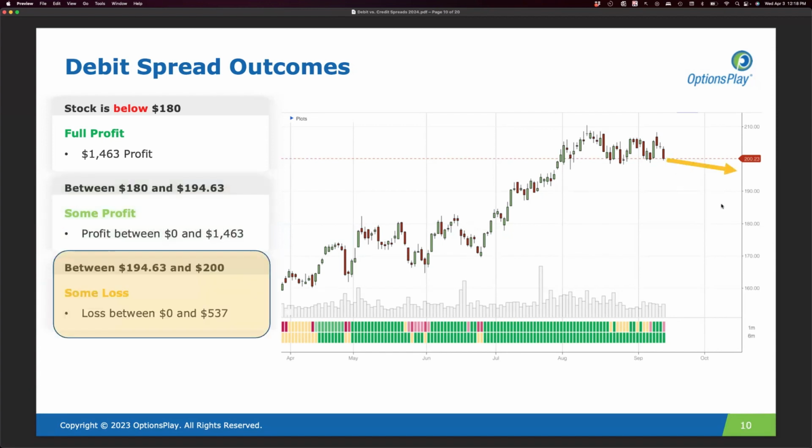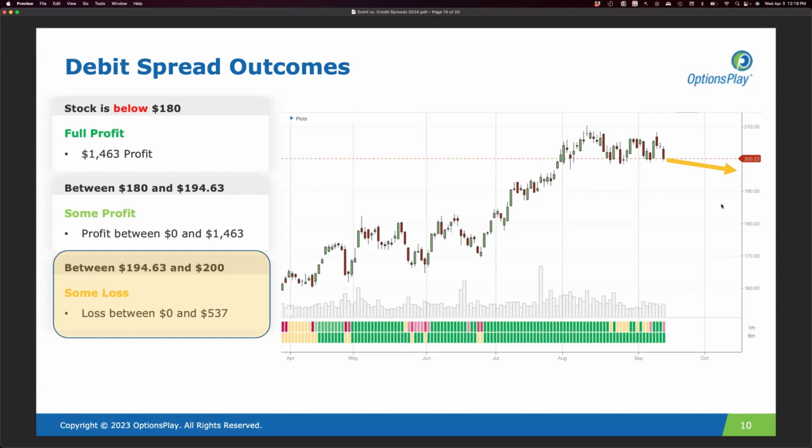Now, let's say in the third scenario, the stock drops, but it stays above your break-even price of 194.63. So it's somewhere between 200 and 194.63. Let's say the stock's currently trading at 200 and the stock lands at 198. Well, in that particular example, you got the directional view correct because the stock moved lower, but it moved lower by only $2, so not very much.